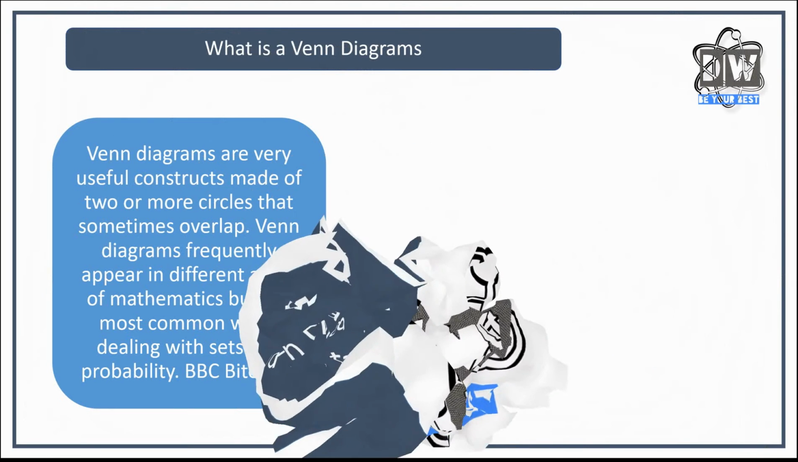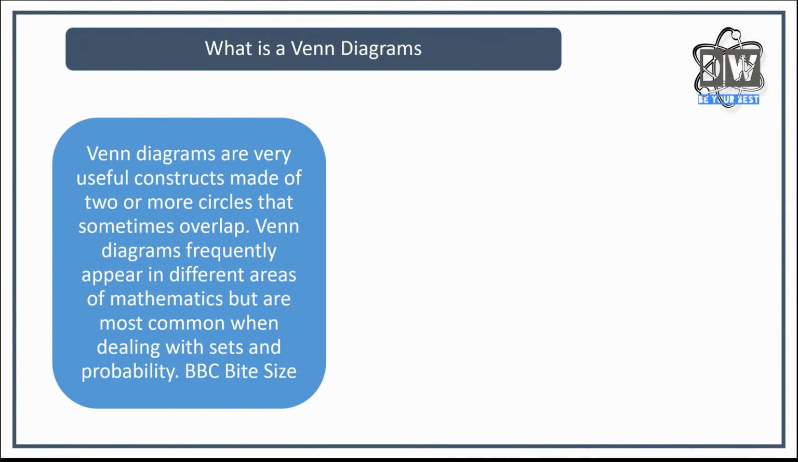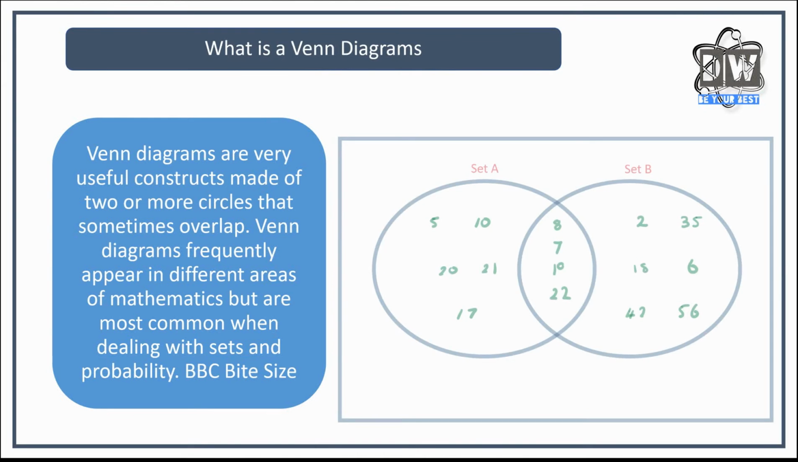So we've gone over this last time. Venn diagrams are very useful constructions made of two or more circles. They don't look like perfect circles, it's more oval shapes, to be honest, that I've used today. They sometimes overlap. They always overlap with today's questions. Venn diagrams frequently appear in different areas of mathematics, but are most common when dealing with sets and probability, and that's what we're going to use them for. That comes from the BBC Bitesize website.